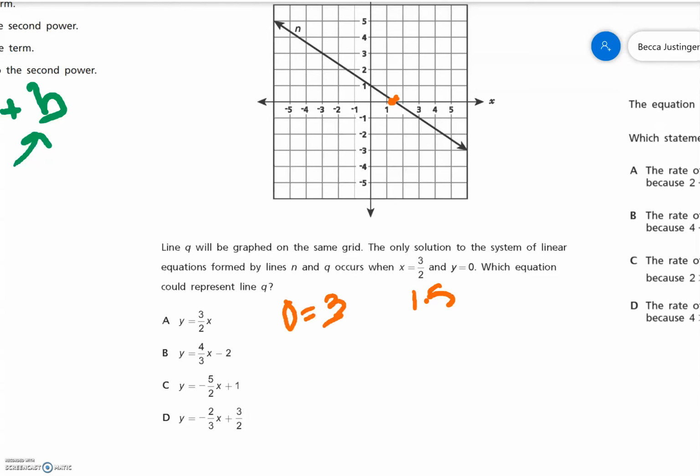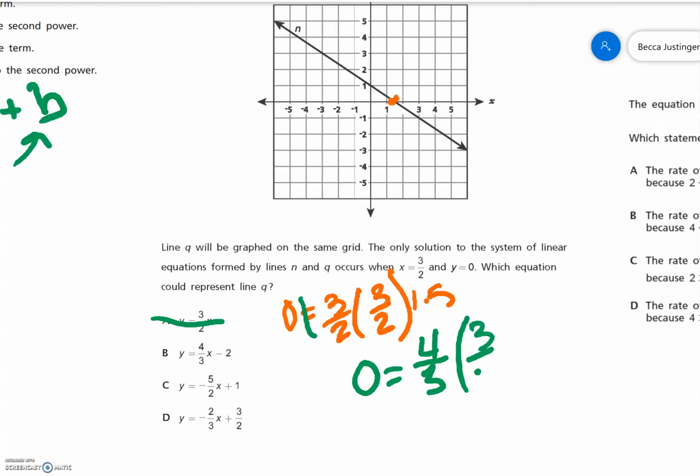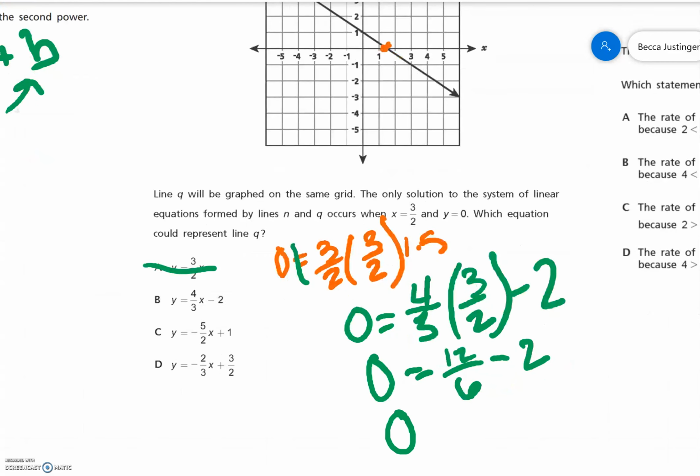0 equals 3/2 times 3/2. Well, 3/2 times 3/2 is equal to 9/4. Is that equal to 0? Nope, so it's not A. Y is 0 equals 4/3 times 3/2 minus 2. 4/3 times 3/2 is 12/6 minus 2. 12 divided by 6 is 2. So 2 minus 2 does equal 0. So our answer has to be B, but let's double check C and D.